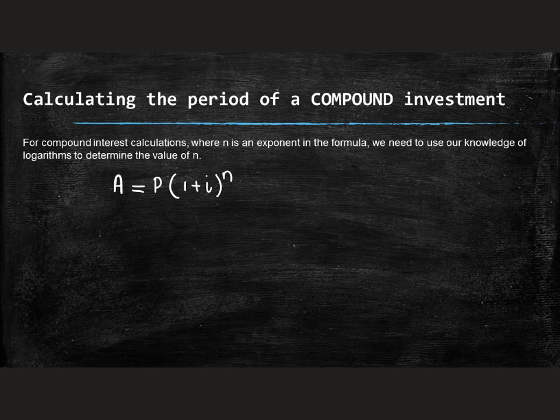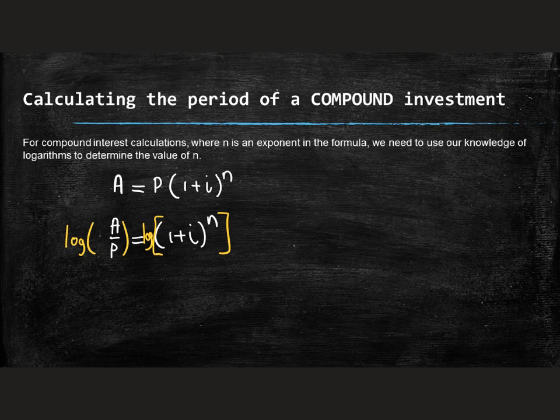Let's follow some steps. Firstly, let's divide by P again. So we have A over P is equal to a base raised to some power. And you've seen this before. This is in exponential form. If I wanted to detach the power from its base, I would take the log on both sides. I would say that the log of this side and the log of that side could be determined.